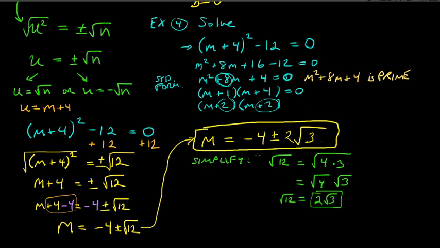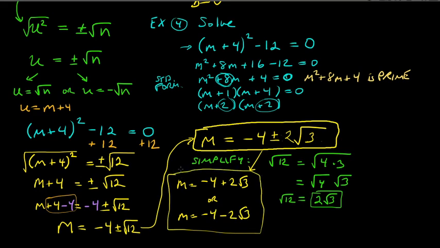Or you can write them separately. So you can write m is -4 plus 2 square root of 3, and then the other solution is -4 minus 2 square root of 3. Again, this symbol, plus or minus, means both the plus and the minus together. So it's good to write them separately because they are two separate numbers. In this form, you're writing them both at once.